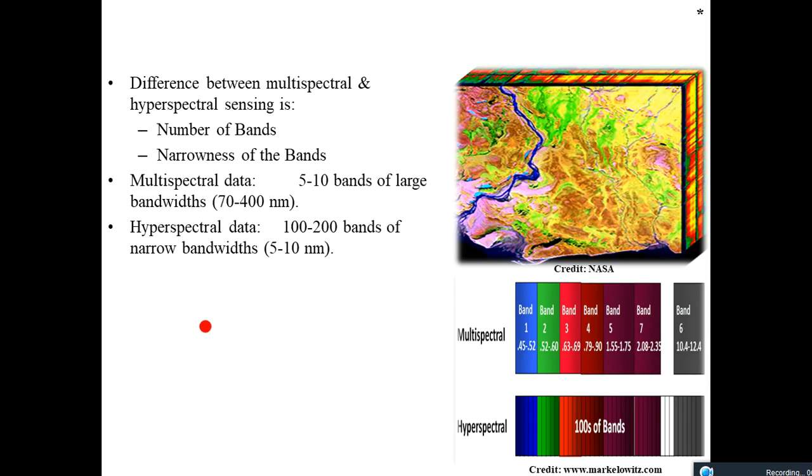So if we try to understand the difference between multispectral and hyperspectral sensing, it is on the basis of the number of bands and the narrowness of the band.